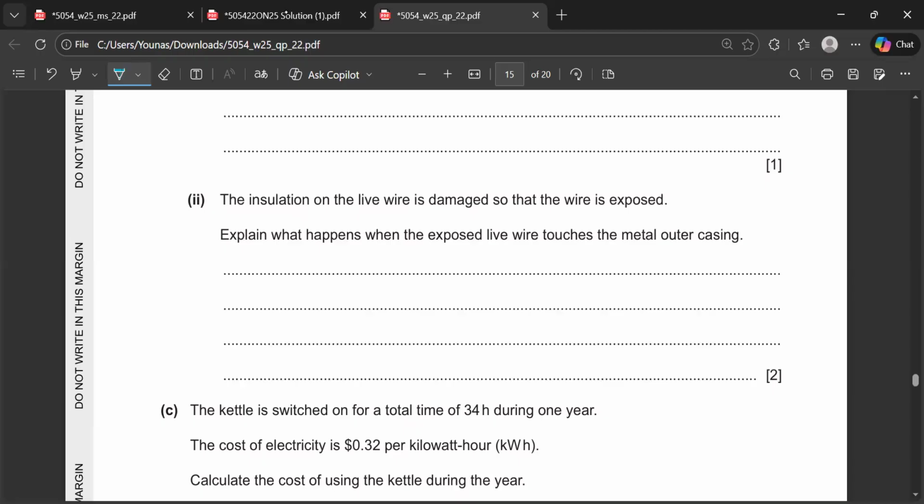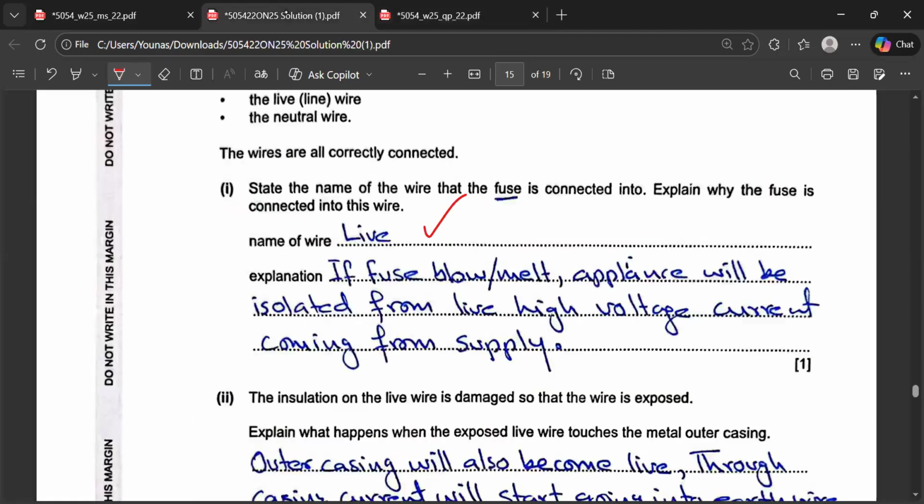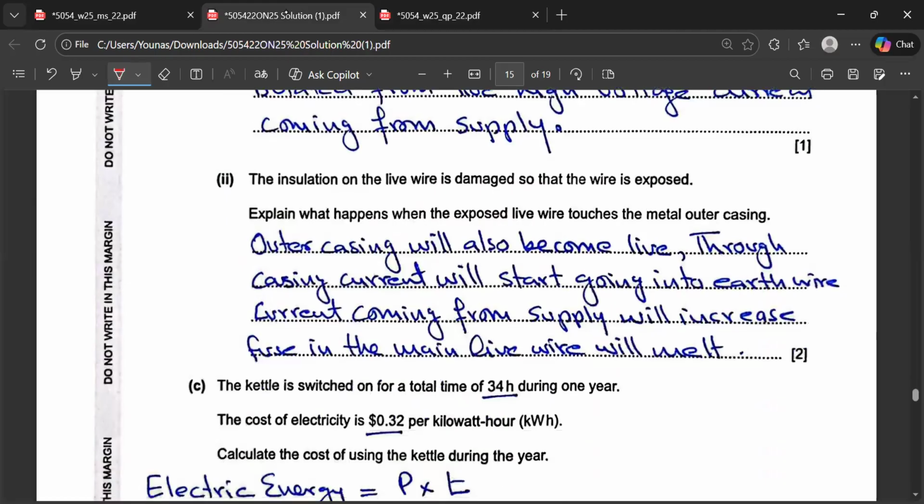Now see what happens when the current is going into the ground. The current coming from the live wire from the main supply increases because the current is going to the electric kettle plus the current is going through the body and through the earth wire into the ground. So the current coming from the main supply will increase. So the fuse will melt, and when the fuse melts, it will cut off the supply of the live current to the kettle, and the kettle will become safe for repairing and for touch.